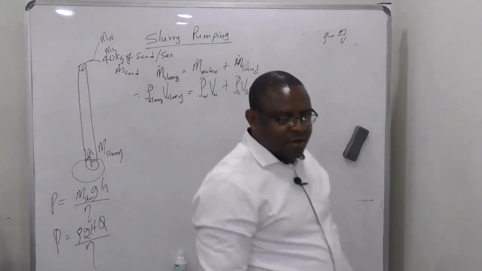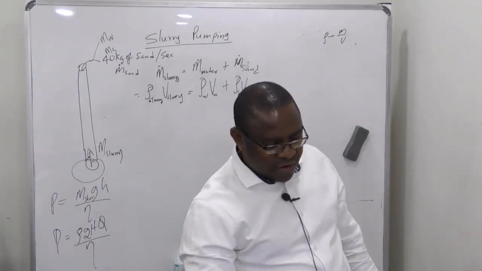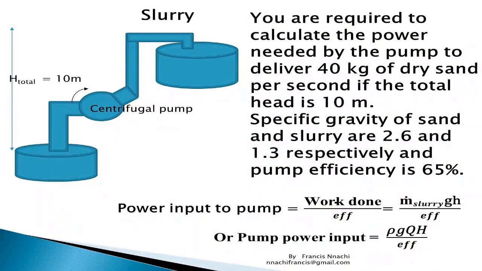Okay, let's check from the equation what are given. We are given 40 kilogram dry sand, and a head of 10 meters, and the specific gravity of sand, Sg of sand, 2.6, and Sg of slurry 1.3.